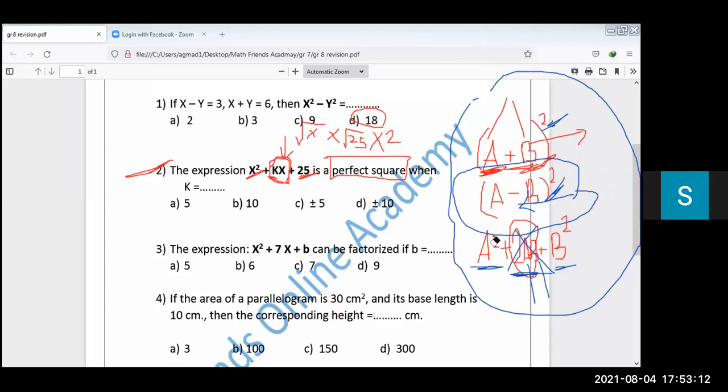The first term power of 2, the second term power of 2, and the middle term, how can we bring it? First times second times 2, without square. First times second times 2. It means I need to bring A and B, but I don't have them. I have only A power of 2 and B power of 2. If I need to bring A, I will take the square root of A power of 2, and B also if I need it.